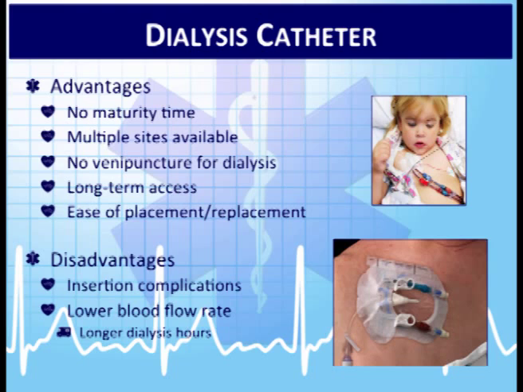So the advantages are many times no maturity time, multiple sites are available, and no venipunctures for the AV fistula. They have to access it with a needle; with this device they don't have that. Long-term use, ease of placement and replacement. Disadvantages, those insertion complications, and a lower blood flow rate, so they may need to go to dialysis longer, which might be one of the disadvantages for those patients. And again, pediatric and adult patients. We don't always think of pediatric patients needing dialysis, but at Children's Hospital, that's kind of an everyday thing for many patients.